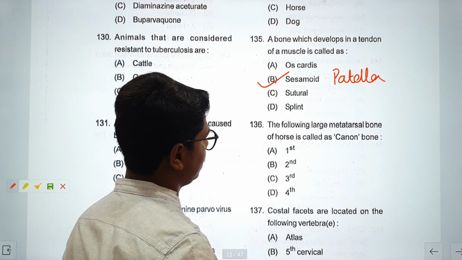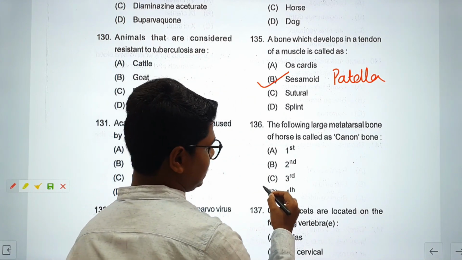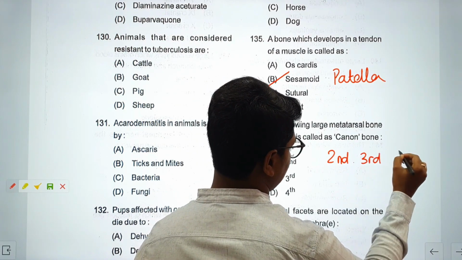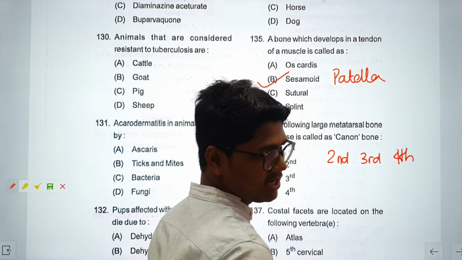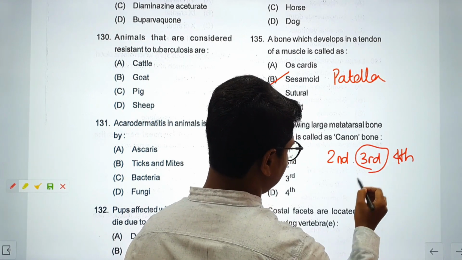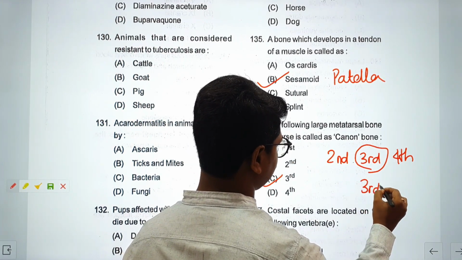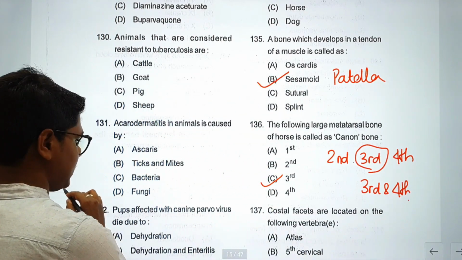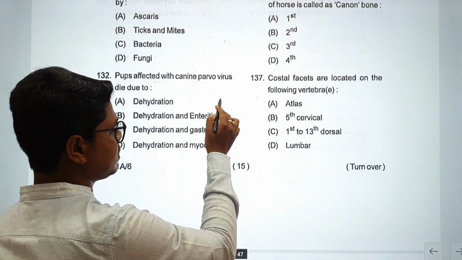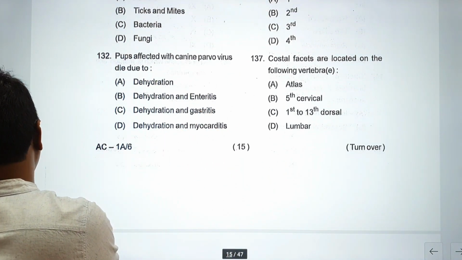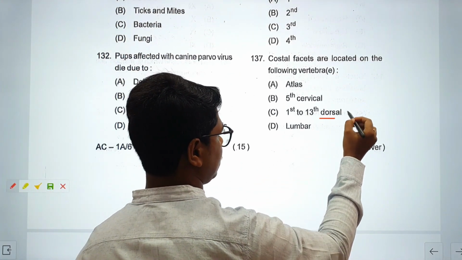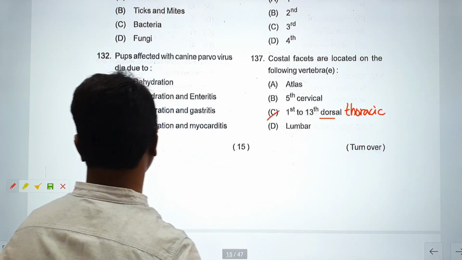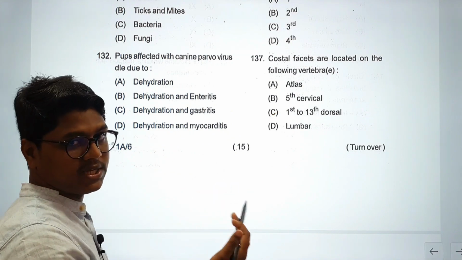Following large metatarsal bone of the horse is called cannon bone. Third. In horse you will find the metatarsal bones second, third and fourth. Second and fourth are basically splint bones. Third one is the middle one. In cattle you will find third and fourth. Costal facets are located on the following thoracic vertebrae. Here, the 1st to 13th dorsal thoracic vertebrae. Costal facet is for the attachment of ribs.